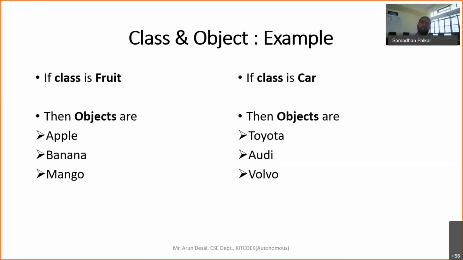If car is a class, then what all objects are there? Obviously, a number of companies are treated as objects, like Toyota, Audi, Volvo and all. If shape is treated as a class, then what all things are there as objects? Circle is a kind of object for the shape class. You can say rectangle, circle, and all things which are treated as an object for a class. So those are some simple examples of class and object.